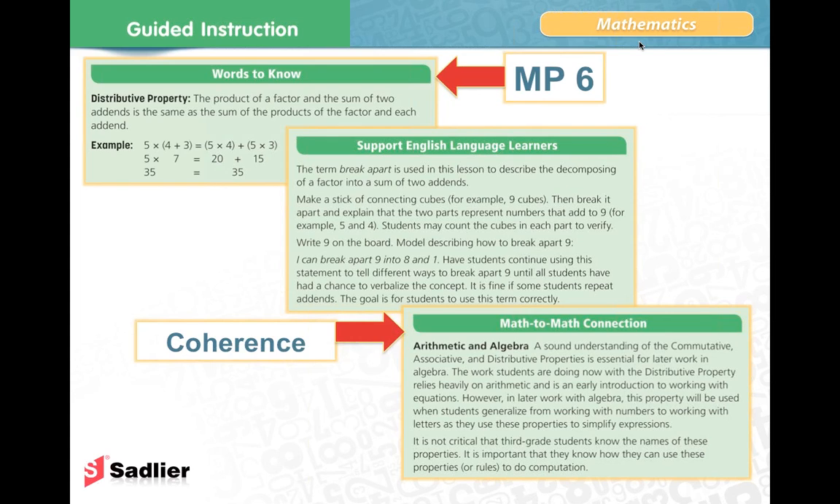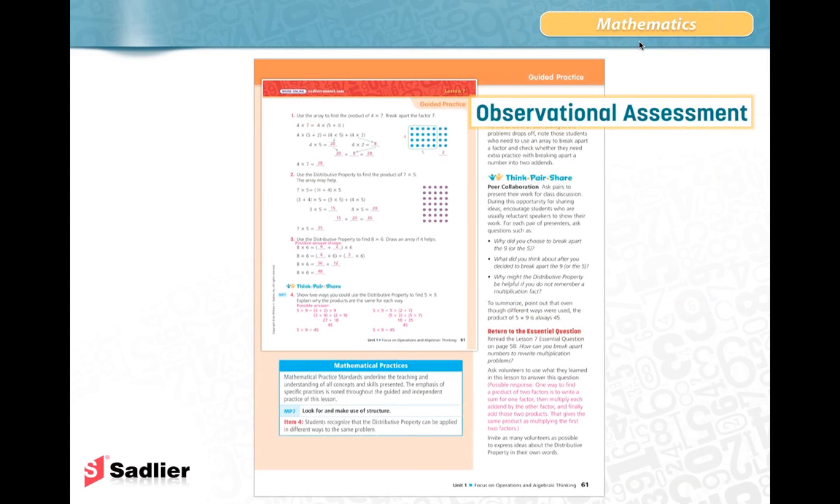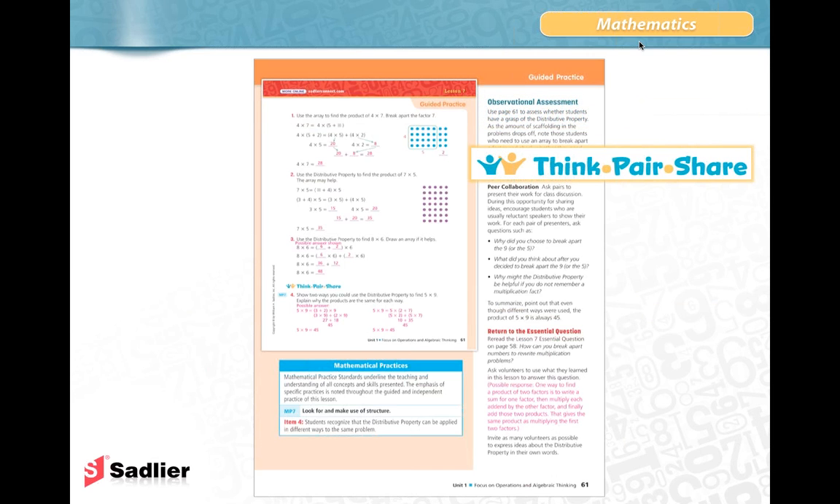We have support for English language learners, so here's where we differentiate instruction. And we have math-to-math connections. So again, this is the coherence where we're encouraging you to help students make connections in math. We have observational assessment opportunities throughout the program to help you have an informal assessment of students' progress with the lesson. We guide you with the peer collaboration with the Think, Pair, Share feature.